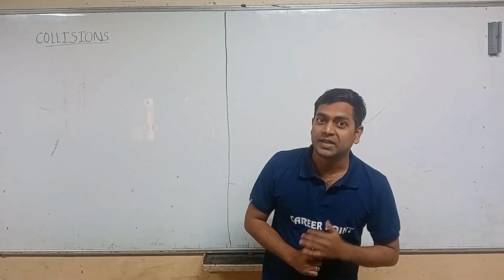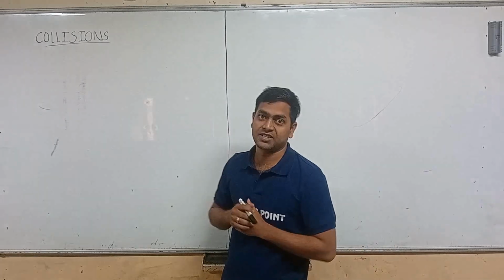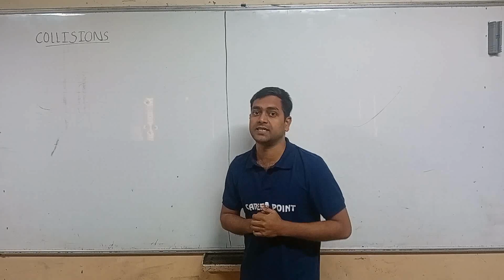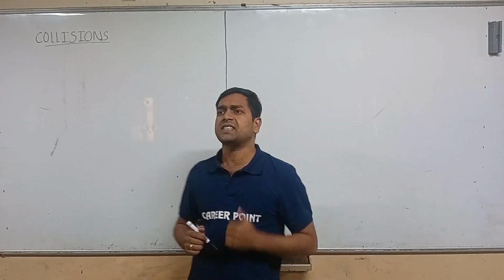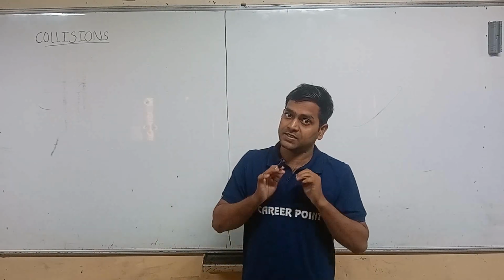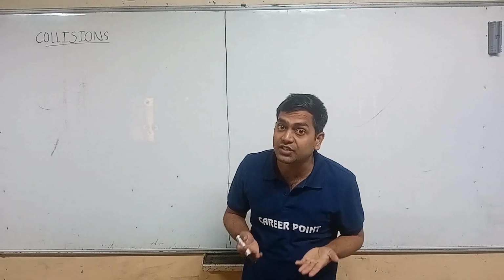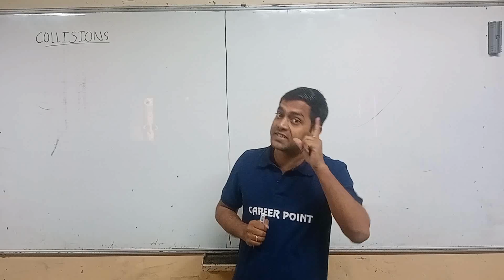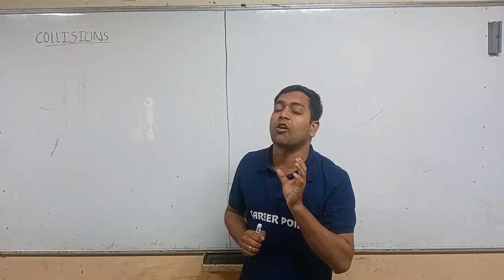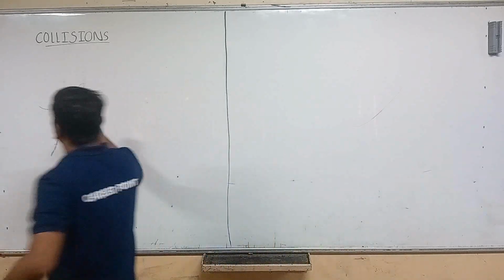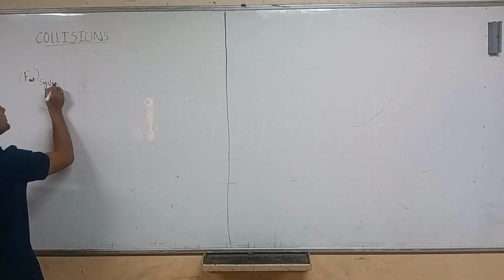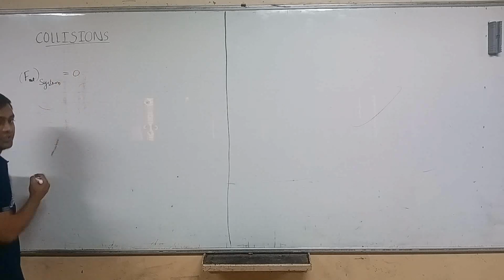Today we are going to discuss collisions. In the previous class we discussed that when the net external force is 0, the acceleration will be equal to 0, and then the velocity of the system will be constant. So we have discussed that F net of a system is equal to 0.